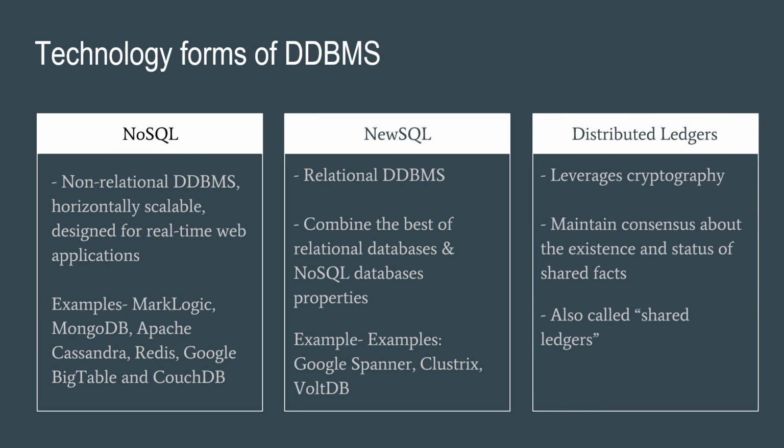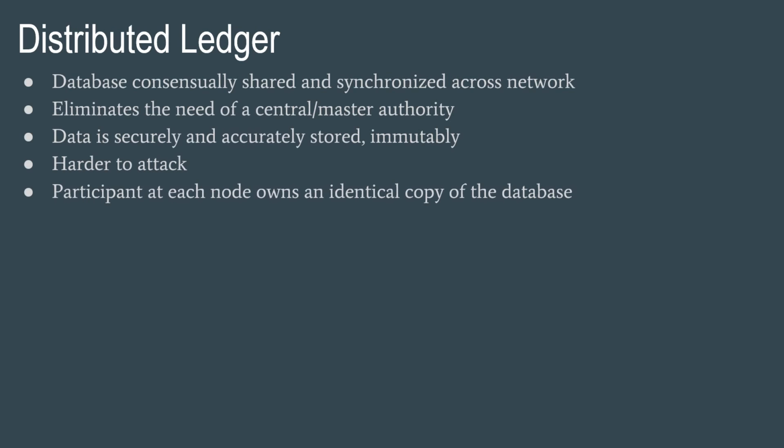Lastly, the distributed ledgers, which leverage cryptography and maintain consensus about the existence and status of shared facts, are also referred to as shared ledgers at times. Some of the properties of a distributed ledger are that the database is consensually shared and synchronized across networks, which eliminates the need for a central authority. Data is also securely and accurately stored, which makes it harder to attack. Each participant at each node owns an identical copy of the database.